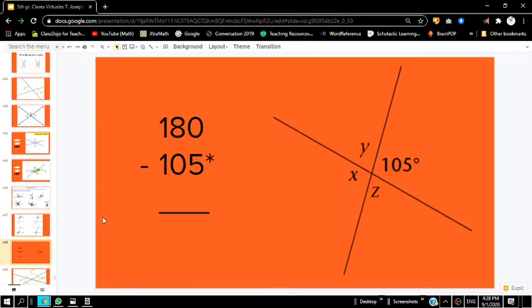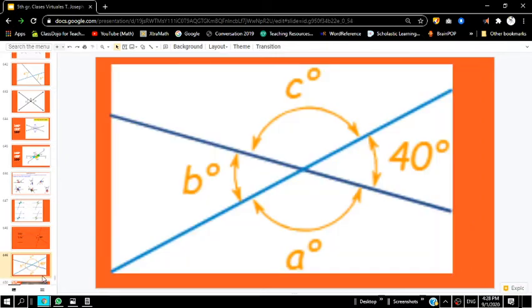Let's say, for example, you don't know what angle Y would be. Well, then you would just take 180, which is the measure of my line, minus 105 to get your answer, okay? I can do that in my head. 180 minus 105 would be 75. Okay, so angle Y is 75 and angle Z is also 75. If we take a look at this example, if we know that this angle is 40, then we know that angle B is also 40.